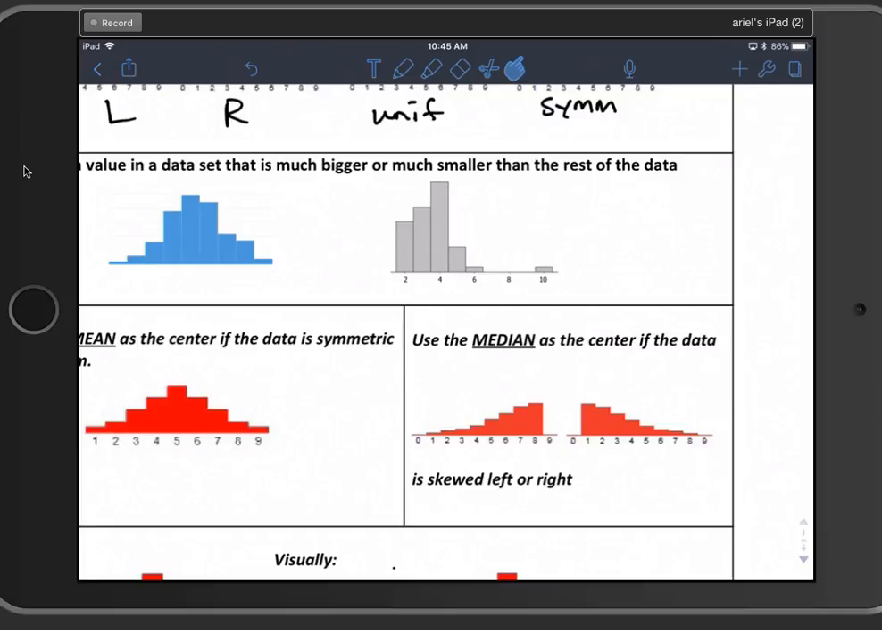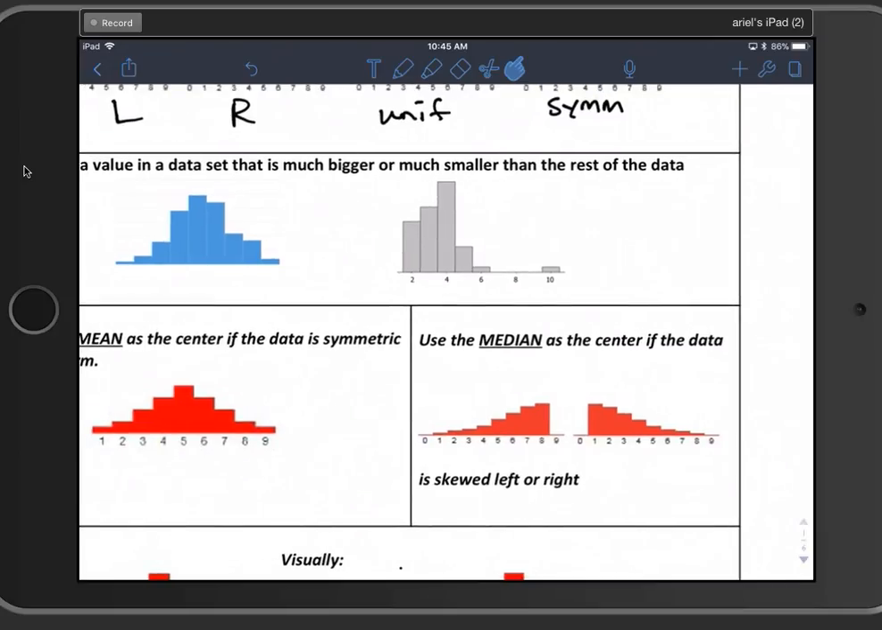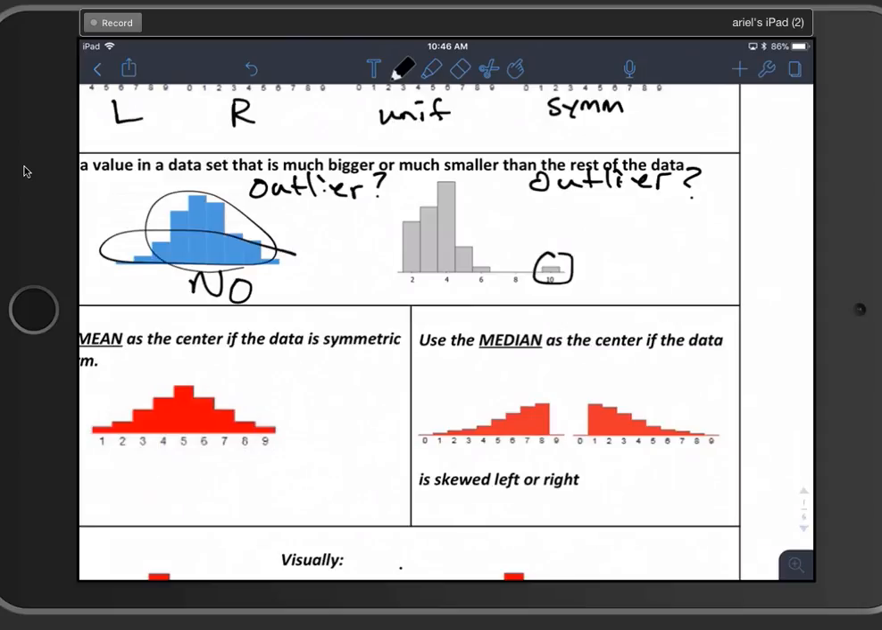So does this one have an outlier? Does this one have an outlier? And you should be able to tell because this is what we went over earlier this week. So pause the video and tell me which one has one and which one does not. Hopefully you said this one does not have an outlier because it all looks like they're pretty much the same. But this one over here, yes, it does. It is that one. And that's all you'll need to know on the test.